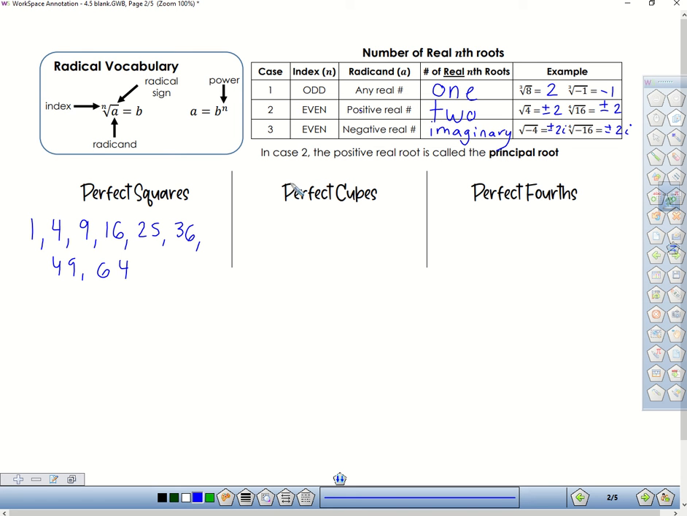Now, as for a perfect cube, that's where you take a number and multiply it together 3 times. So if I do 1 times 1 times 1, what is that? 1. What's 2 times 2 times 2? 8. What's 3 times 3 times 3? 27. Anybody know what 4 times 4 times 4 is?